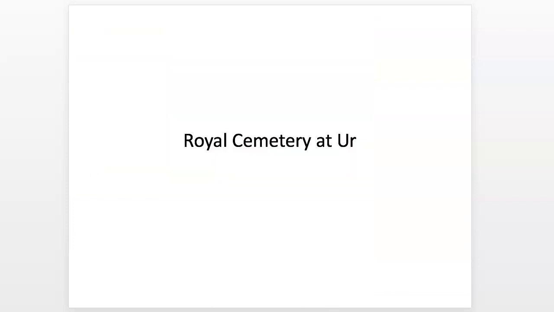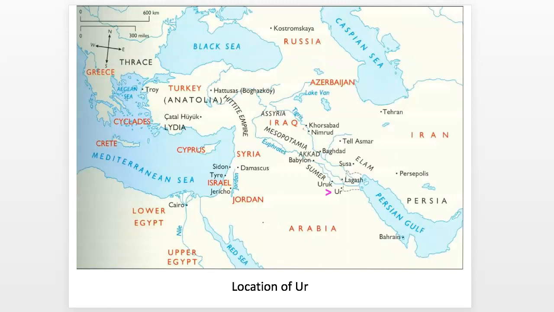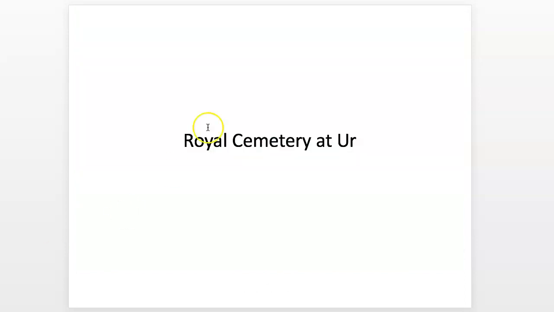The next big site we're going to look at that was excavated was in Ur. So Uruk was there. Ur's a little bit further south. We're still in Sumerian territory. And it was a royal cemetery at Ur, so-called, discovered in 1880 because it obviously had important people.